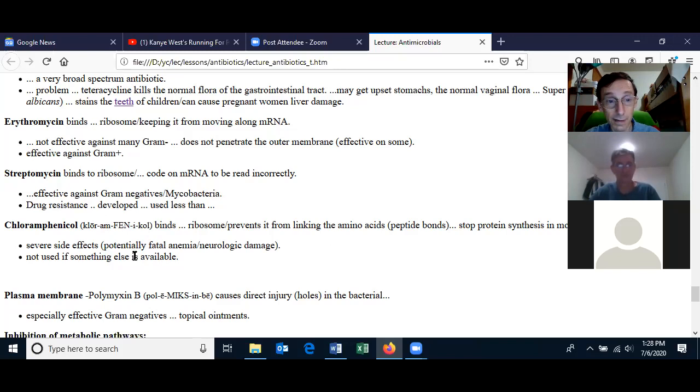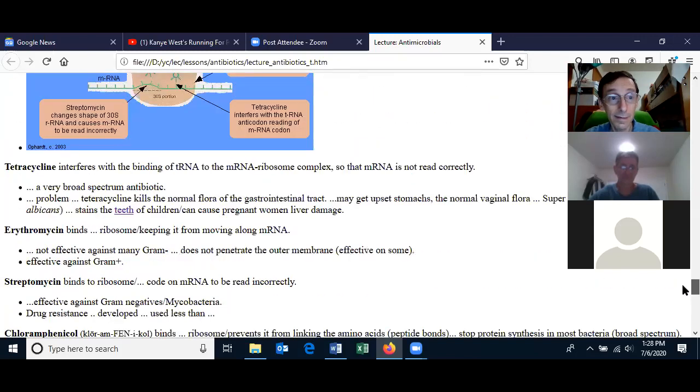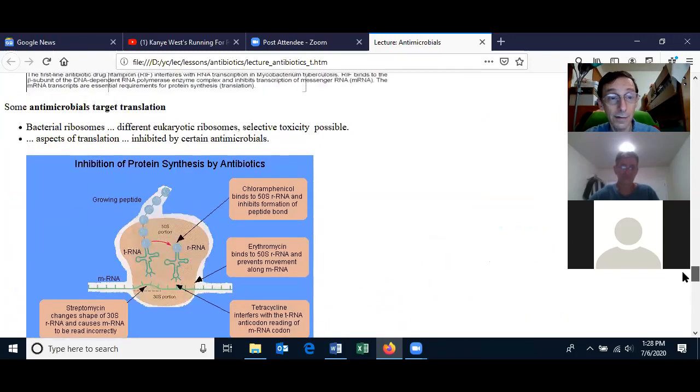If there's another antibiotic that can do the trick, they'll use that instead of chloramphenicol. Some of the severe side effects are that it can cause potentially fatal anemia in some patients, and also fatal neurologic damage, or even any neurologic damage is bad. Okay? All right, any questions about chloramphenicol? So those are 4 antibiotics that stop protein translation.